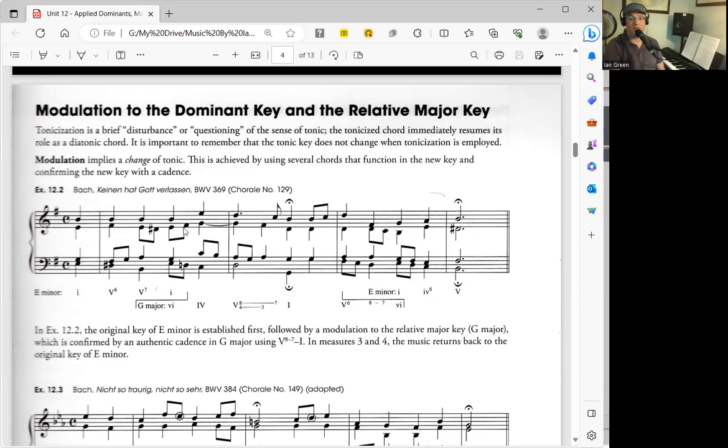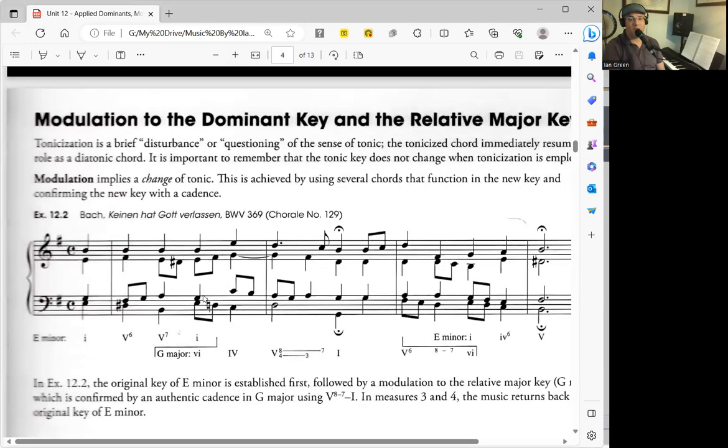Now, when we modulate to a new key, this means that we can permanently, for a short time, change key from one key to another. So if you look here, we can see how we're in the key of E minor for this example, 12.2. And we're in the key of E minor for a little while, but then all of a sudden the accidentals change, and then by the time we get to the first cadence, we actually change key to a different key. So first of all, we start off in the key of E minor, but then we modulate or we change keys to a new key.